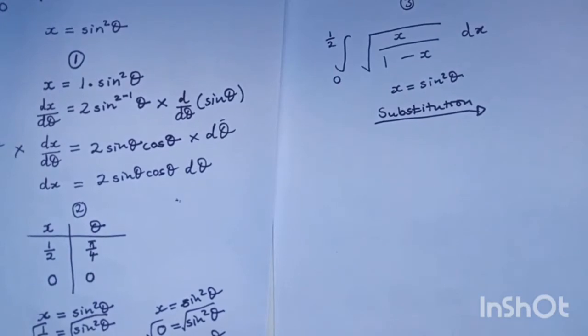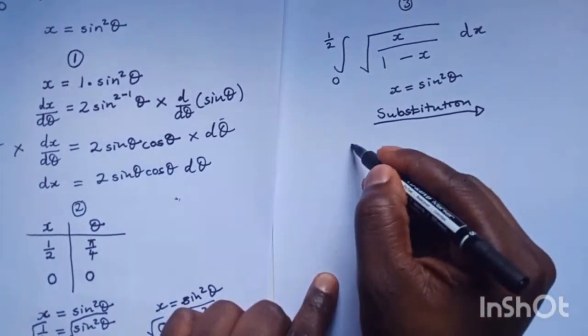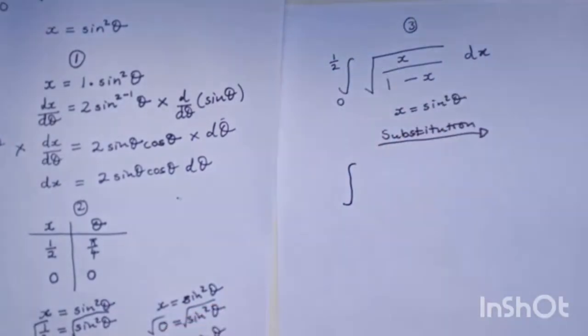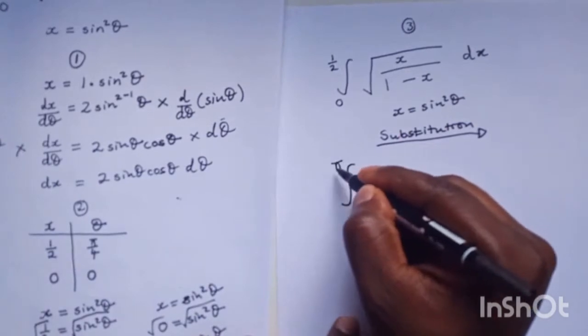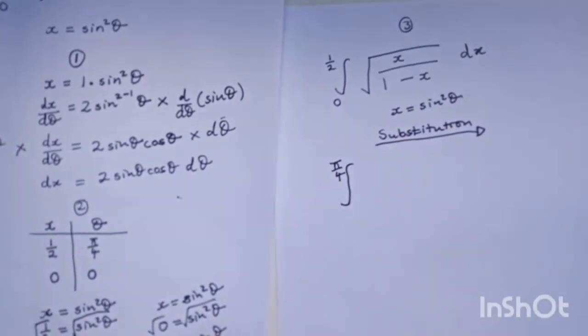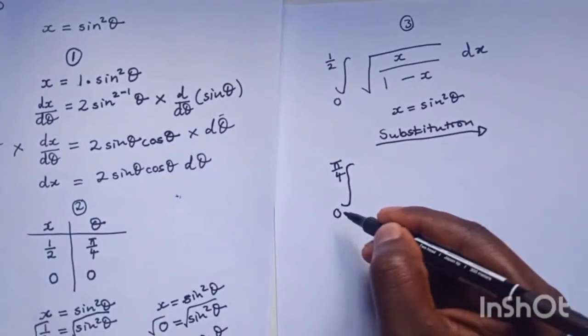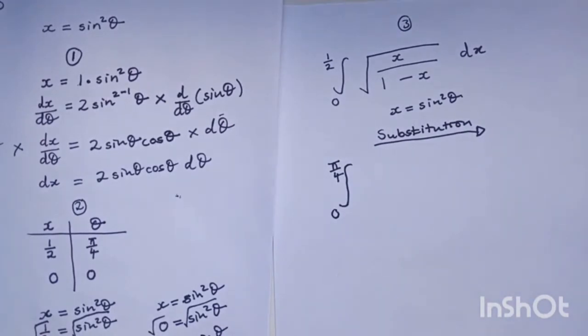Right, we are now moving on to stage 3. In this stage, we'll be doing the substitution process. So the first thing, I'm going to write my integral. Remember, the upper limit, which is half, has been changed to pi over 4. Pi over 4 is the value of theta when x is equal to half. Then 0 remains 0. So you first of all substitute the new limits of theta.